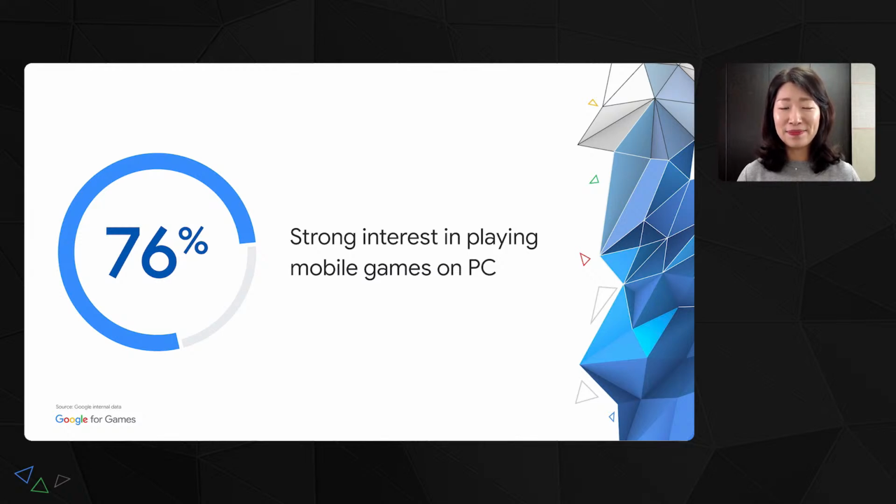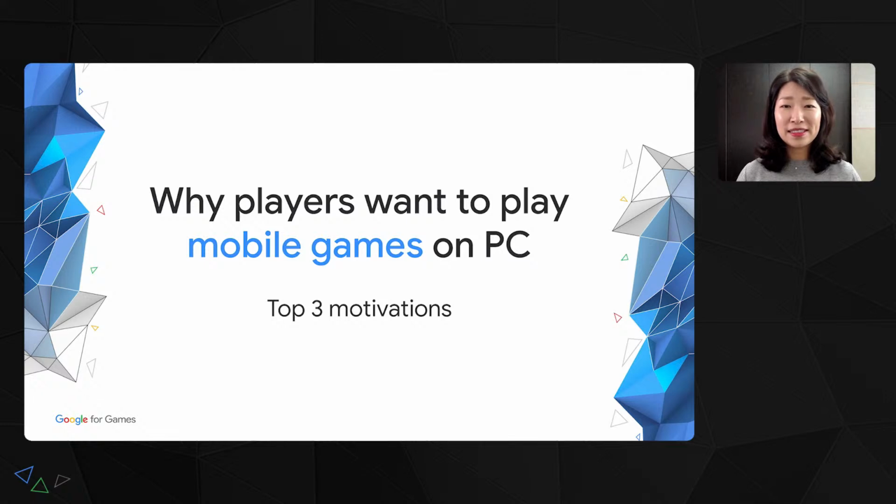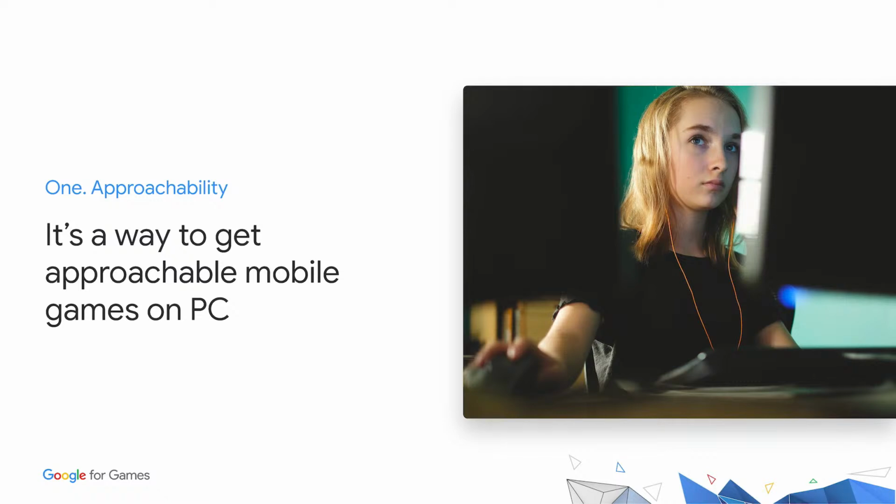This is an important proof point that helped us better understand the benefits of providing seamless solution to play mobile games on a PC. To better understand what motivates gamers to play games on multiple platforms, Google researchers gathered data from thousands of players and learned there are 3 major motivations for wanting to play a mobile game on a PC. The first motivation is approachability. Because mobile games were originally designed to enjoy on the go, their rules and environments are less complex, so it's easier to quickly jump in and make progress.